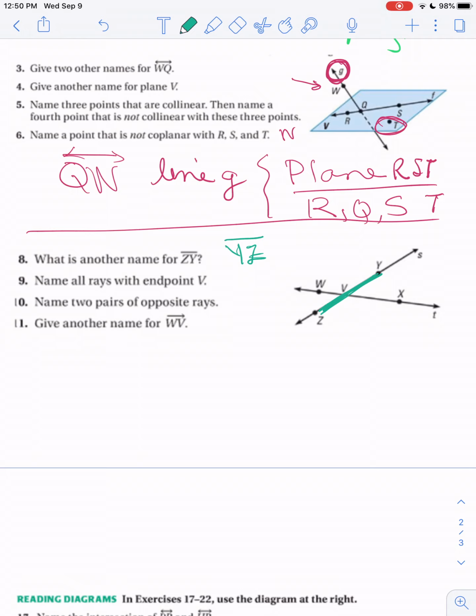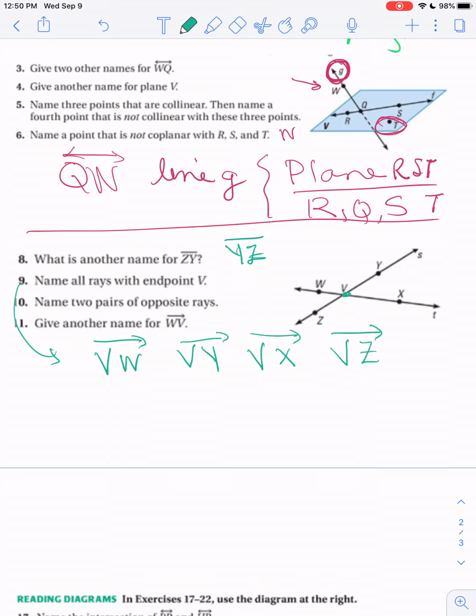Name all rays that have an endpoint of V. So again, let's find that on our diagram. So a ray also always starts with 1 point. In this case, they want us to start with V. So we could start with V and go towards W. We can start with V and go towards Y. We could start with V and go towards X, or we can start with V and go towards Z. You always want to start with the endpoint and go towards the other one.